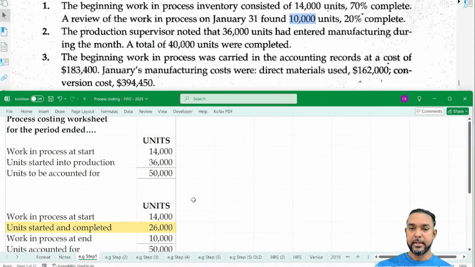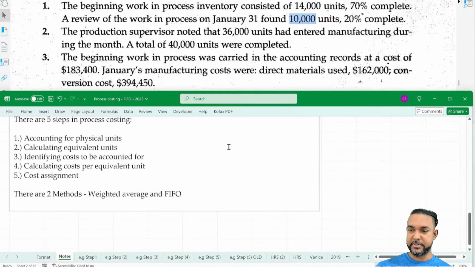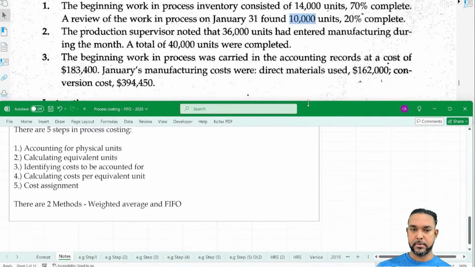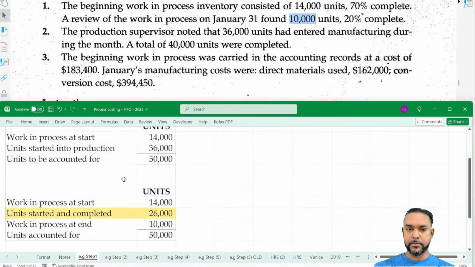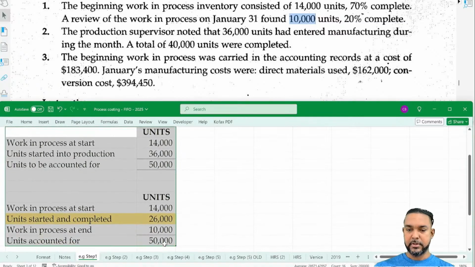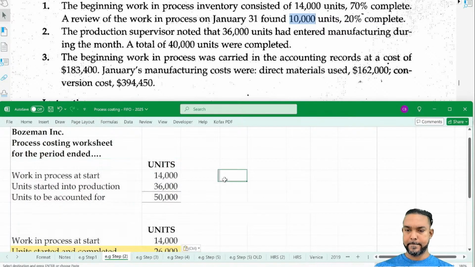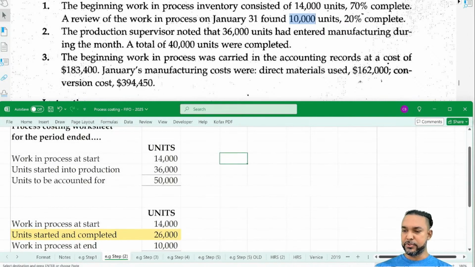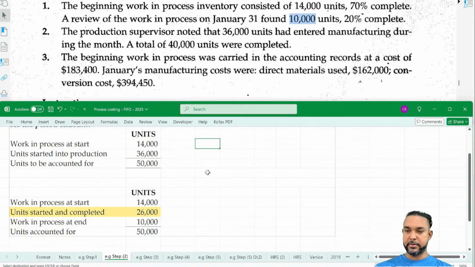Okay, cool. So that's step 1, right? Step 1 is accounting for physical units. Step 2 is calculating the equivalent units. Right, so here is where it starts to get very different. Okay, so I am just going to copy and paste stuff I have here so far. I'm going to zoom out a little bit. Oh, so I need equivalent units. So I'm going to head that up here.